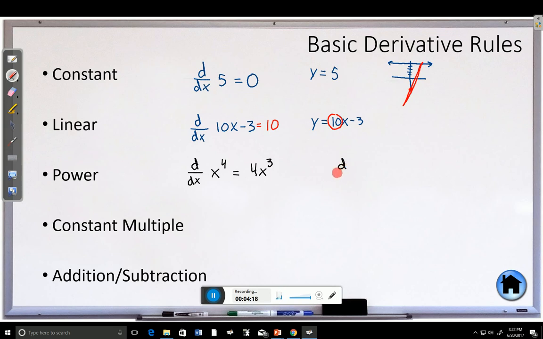If I give you another one real quick, it's worth doing a few of these. If I do x to the 7th, what would that derivative be? Well, the 7 multiplies down in front, and then you subtract 1 from the power, which would give us 6.